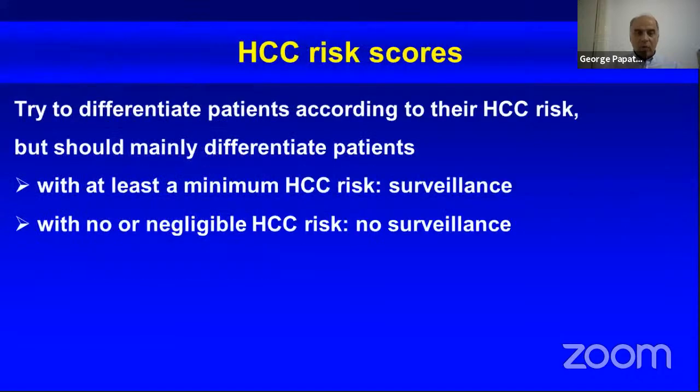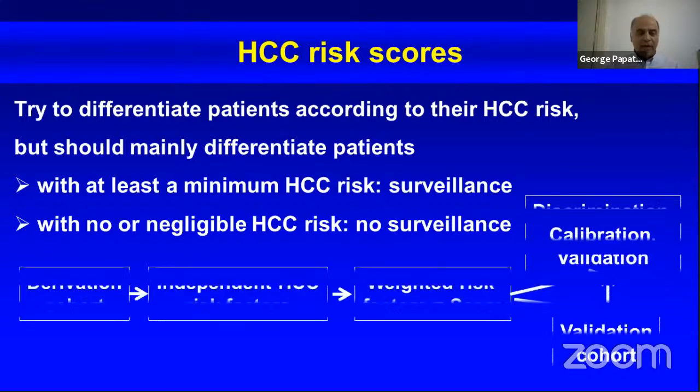And finally, we have the many efforts for the ACC risk scores. And what are these scores? They try to differentiate patients according to their ACC risk, but for clinical practice, I would say they should mainly differentiate patients who have at least a minimum ACC risk and need surveillance, and those who have no or negligible ACC risk and need no surveillance. This is the most practical aspect of the ACC risk scores in my eyes.